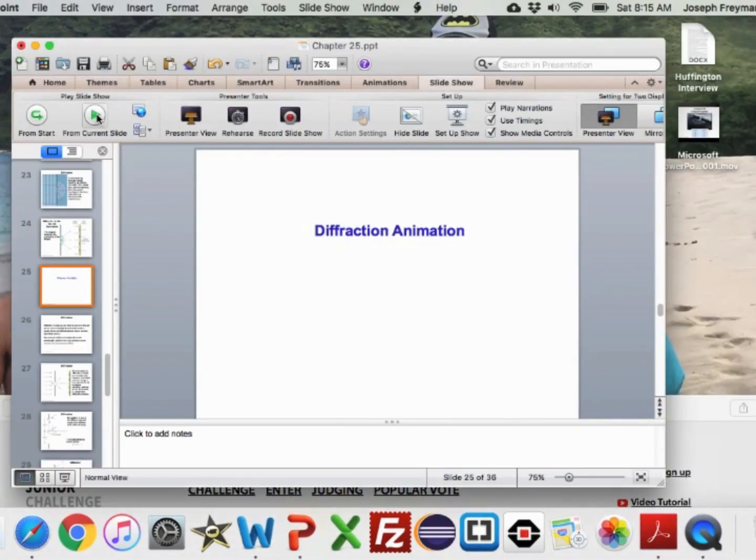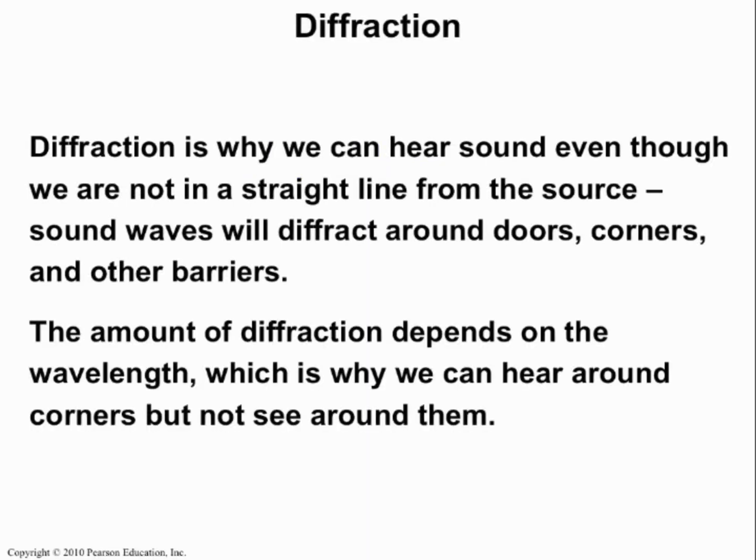Alright, so let's continue where we left off. Diffraction is why we can hear sound even though we are not in a straight line from the source. Sound waves will diffract around doors, corners, and other barriers. The amount of diffraction depends on the wavelength, which is why we can hear around corners but not see around them.